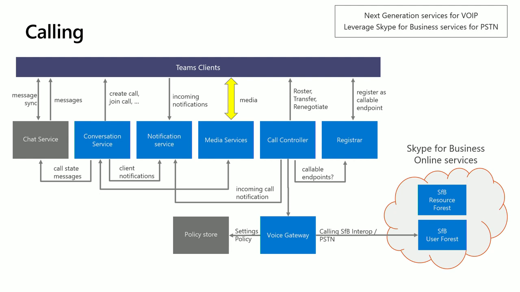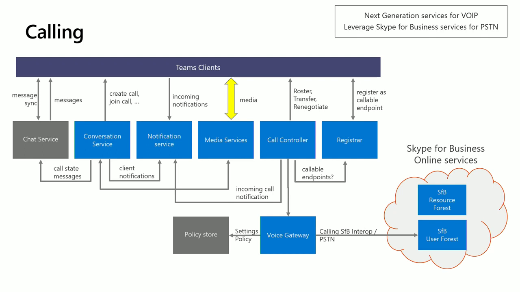Renegotiate, as I recall, has to do with renegotiating the connection details, like when you hang up over web and you go over PSTN, things like that. Registrar has to do with when you turn on your device, when you launch Teams, you are now a callable device, and that has to be registered so that other people know that you're there to call, et cetera.